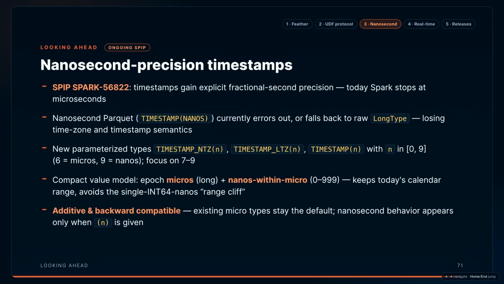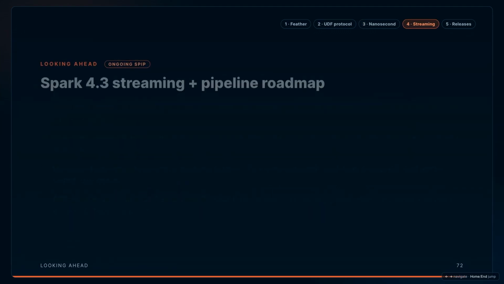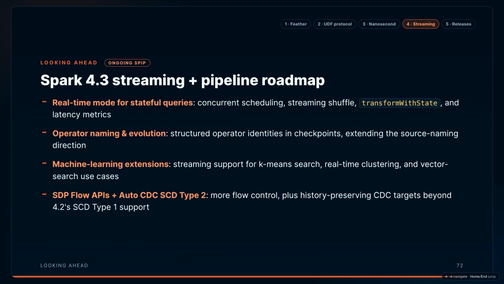We are also supporting nanosecond precision timestamps. That SPIP has been passed, and we have been actively working on it in the open source community. There are other improvements in Spark 4.3, such as streaming and pipeline SDP improvements. For example, SCD type 2 will be supported in Spark 4.3.